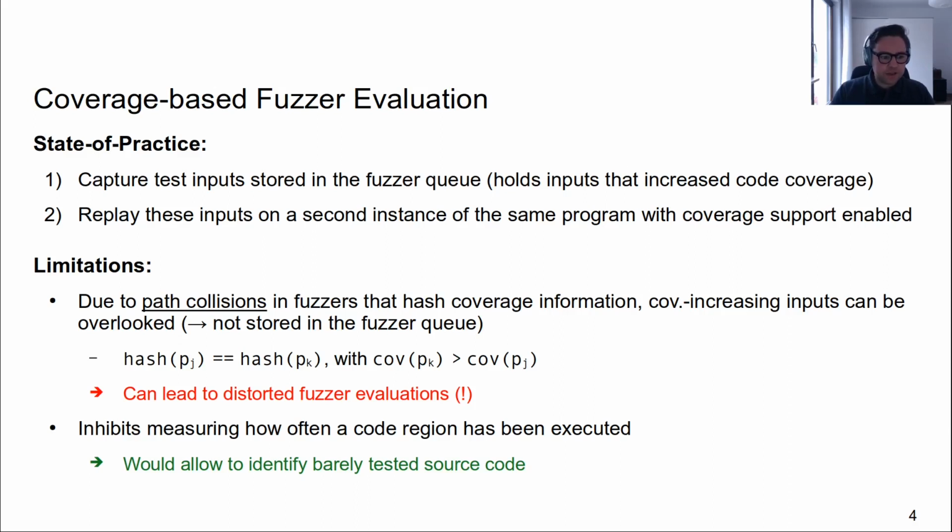As a second limitation, it inhibits measuring how often a code region has been executed. And this is quite an interesting thing because we can evaluate fuzzers from a different perspective. So this would allow us to identify barely tested source code as opposed to source code that has been executed by a lot of different test inputs.